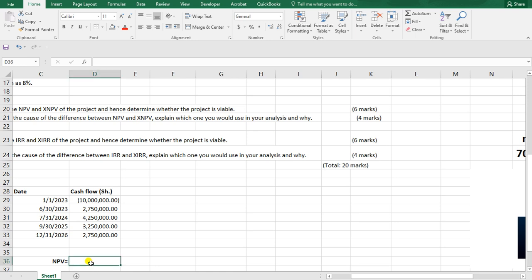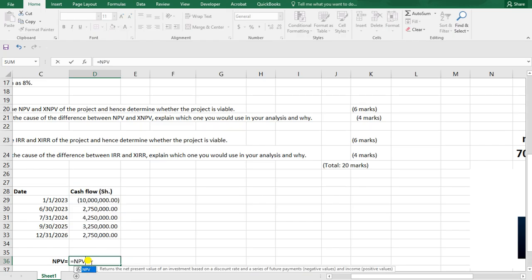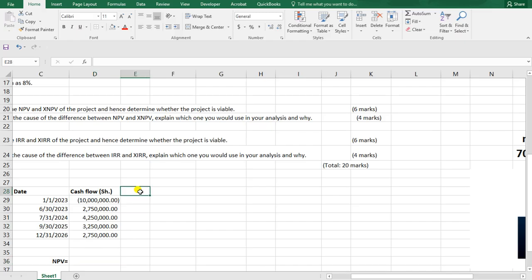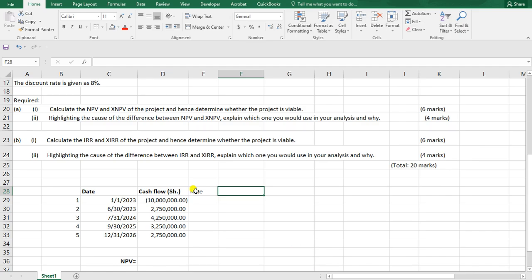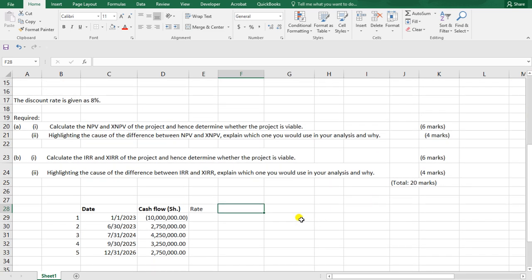so basically I'll be having our function, NPV equals sign, NPV tab, our rate. You're given a rate of what? 8%, right? Let me have my rate here. Basically, we are told that our rate was 8%. According to our question, we're given 8%, so I'm having 8% there.